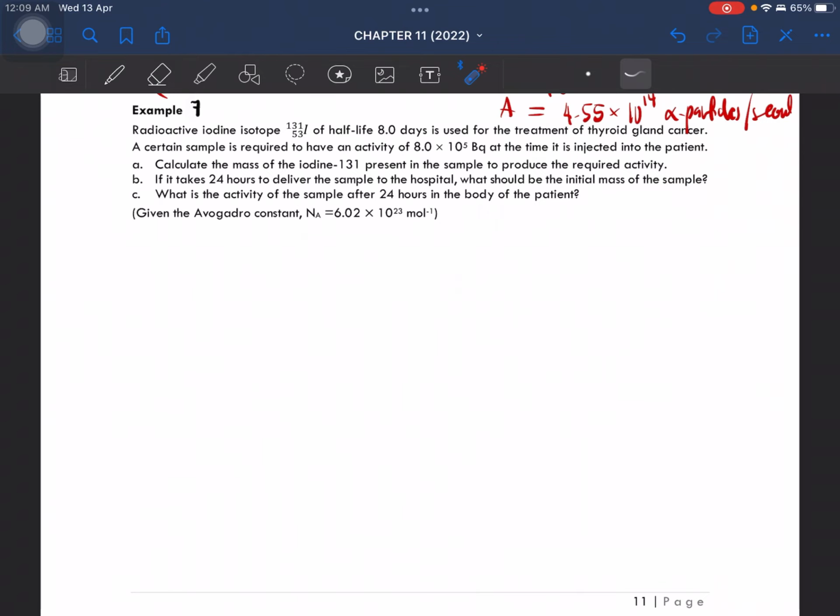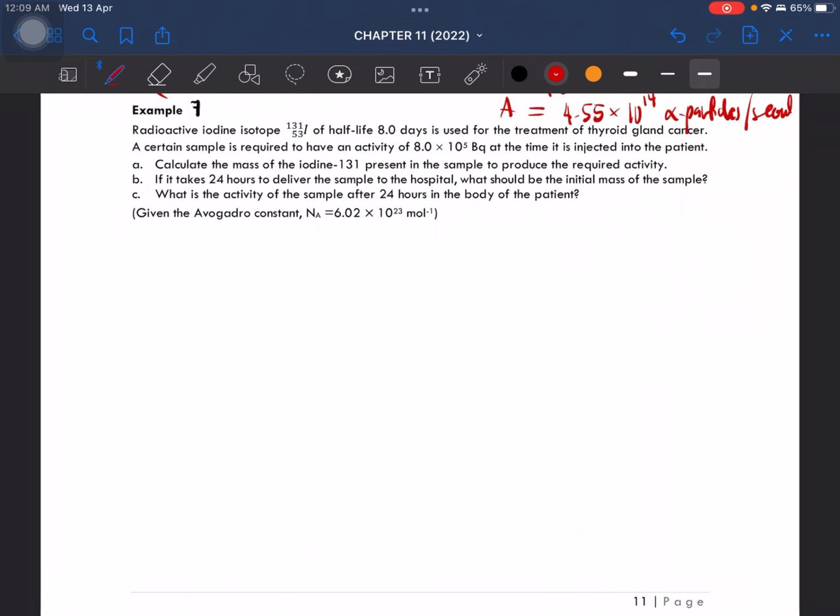Okay, a certain sample is required to have an activity of 8 times 10 to the power of 5 becquerel at the time it is injected into the patient. It is injected, you don't drink it. Sorry. So we calculate the mass of the iodine present in the sample to produce the required activity. Now, if it takes 24 hours to deliver the sample to the hospital, what should the initial mass of the sample be? And what is the activity of the sample after 24 hours in the body of the patient?